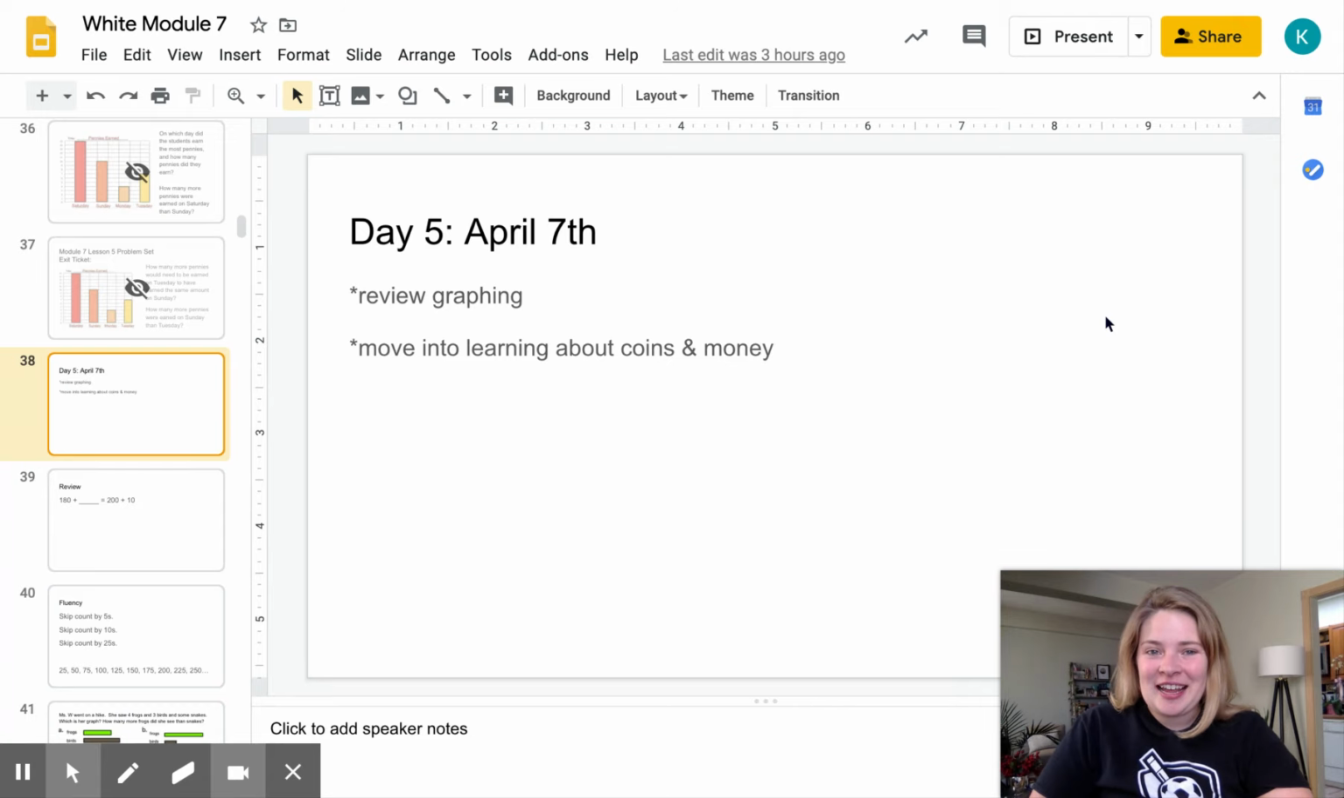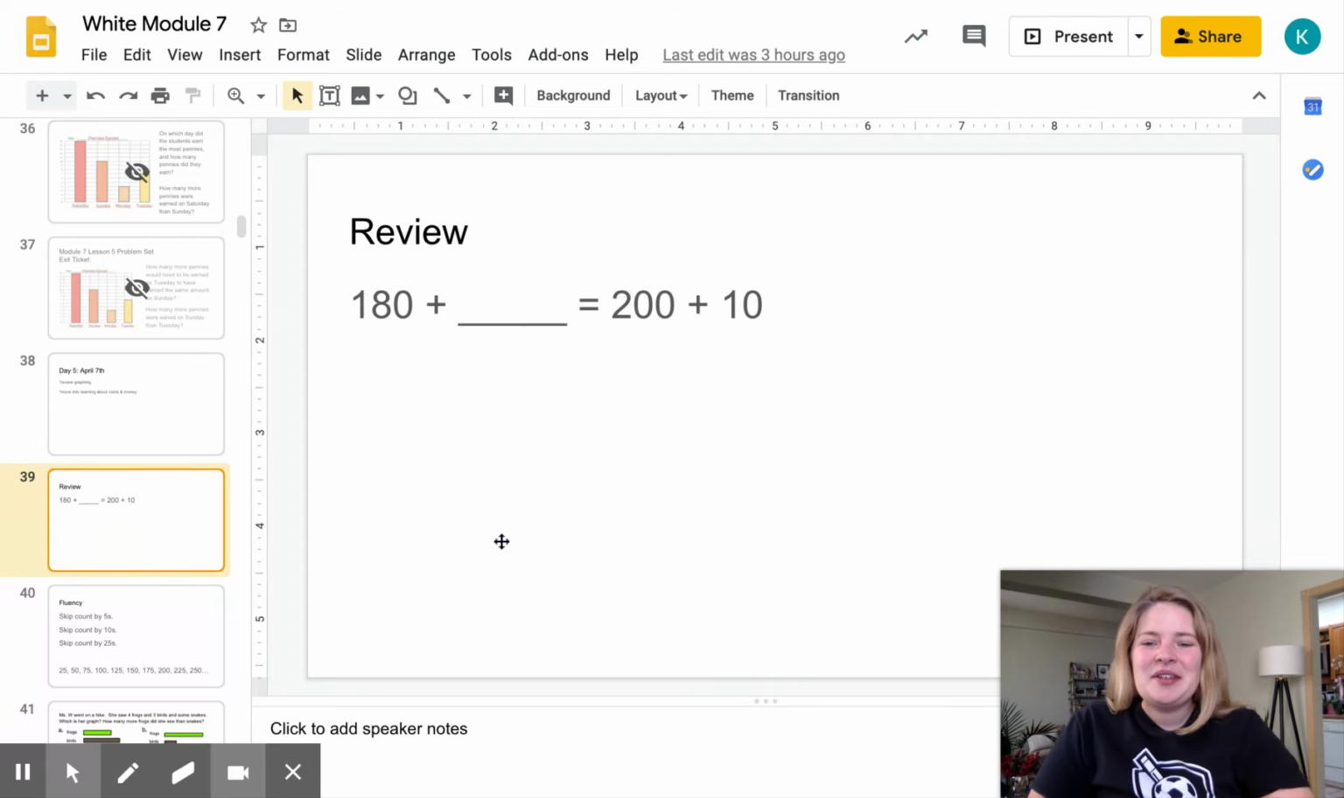This today will help you think about the resources that you can use to help solve some of your money problems. And also, we're going to review graphing so that you have an understanding of that as we move forward into second grade material. Let's get started. We're going to start with a review problem. It should be pretty simple.